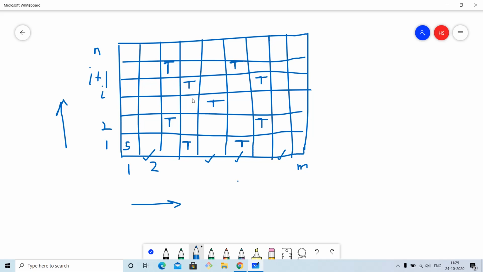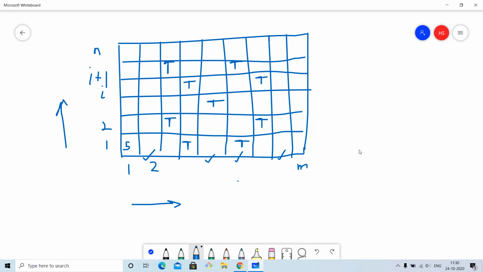From this point onwards, I have drawn these ticks which denote the safe columns. Column number 2 is a safe column. Then you can assume column number 4 is also a safe column, and then m minus 1 is also a safe column. So these are the safe columns. We can only move up using these safe columns.